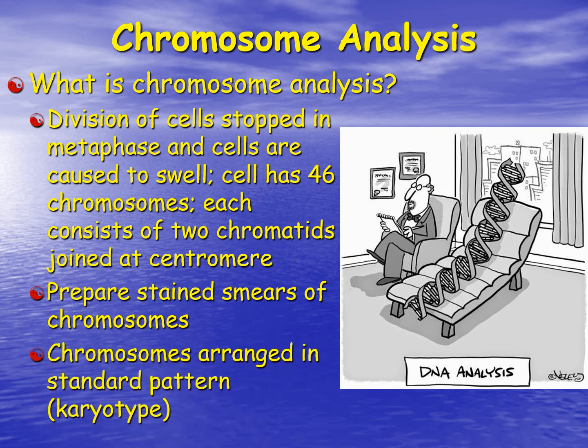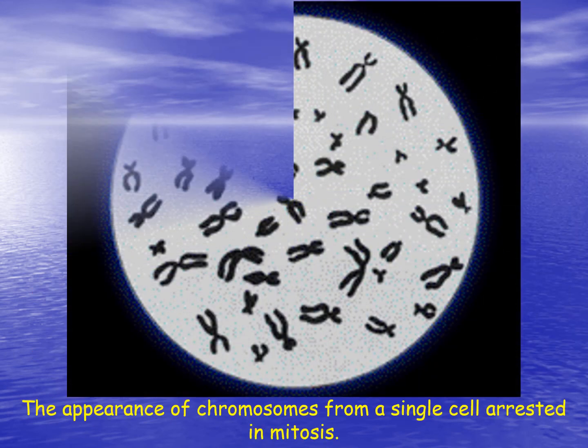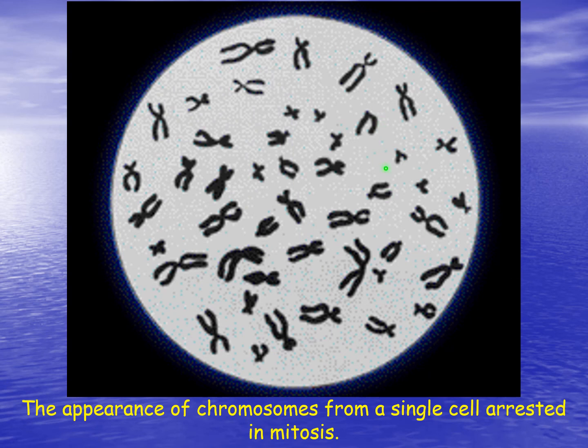And oftentimes the chromosomes then are arranged in a standard pattern known as a karyotype. So this actually is just simply the chromosomes from a single cell arrested in mitosis. And the chromosomes were extracted and stained so that you would be able to see them. And you can see that they are kind of this X shape, and this is because two sister chromatids are held together here at the centromere. And you'll notice that some of them are very short while some of them are very long.